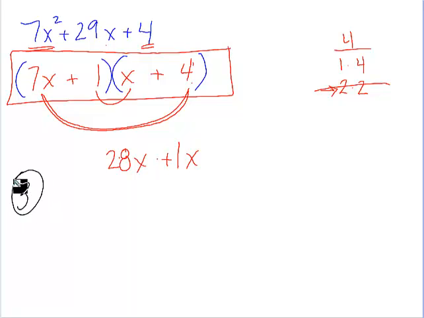So example 3. 3x squared minus 17x plus 20. Well, this one was still part of example 2. You'll just have to wait and find out. 3x squared minus 17x plus 20.